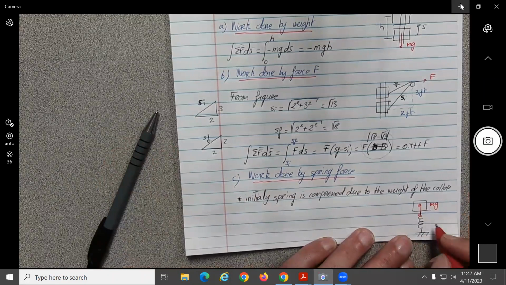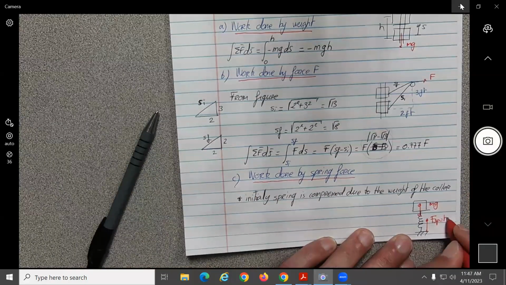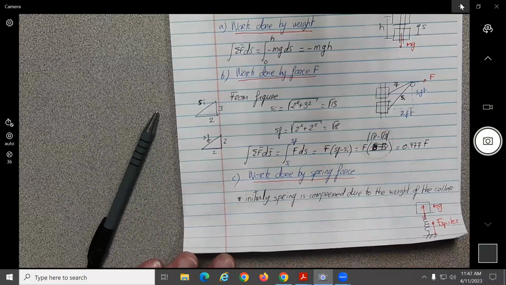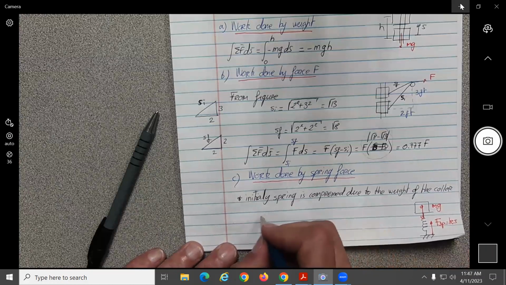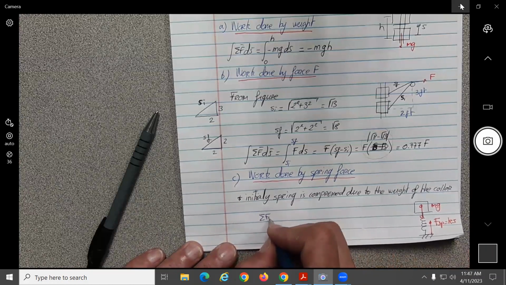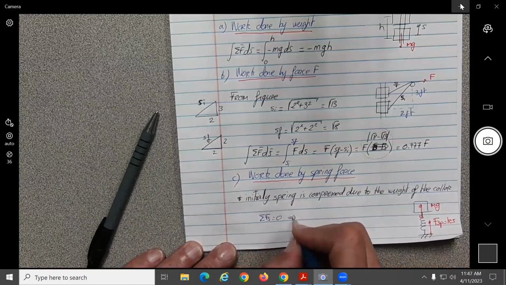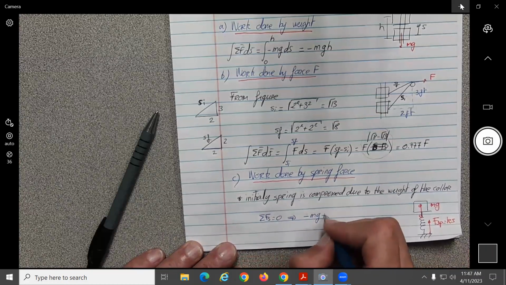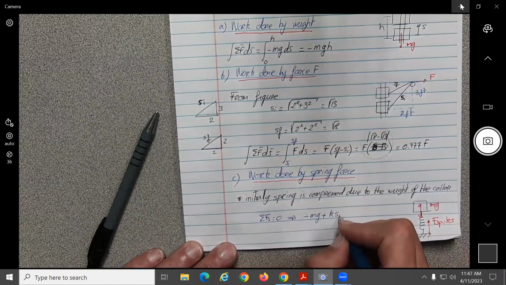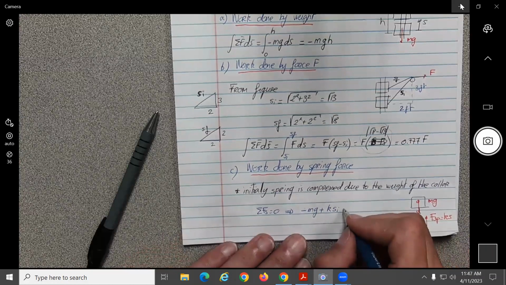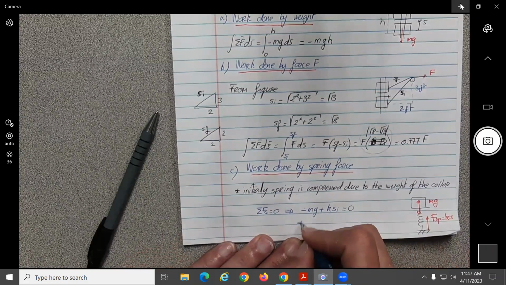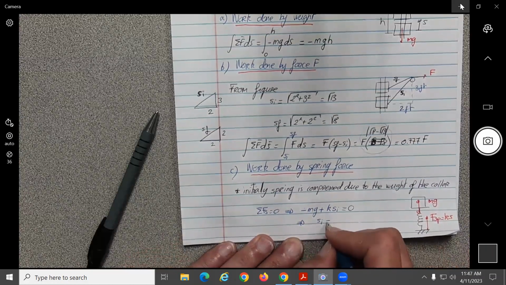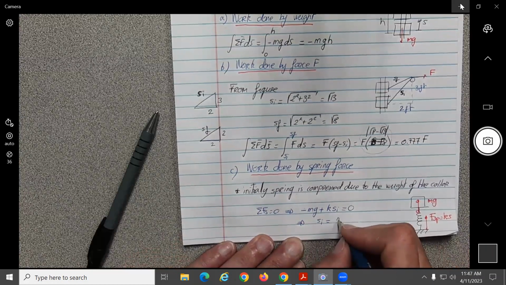So you have mg, and the force of the spring is going to try to counteract it, no? So if you do the summation of forces in the S direction equal to 0, what do you have? Minus mg plus k S initial equals 0. So we can solve for S initial, which will be equal to mg divided by k.